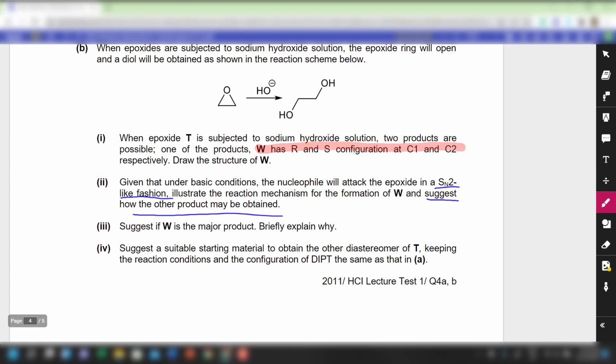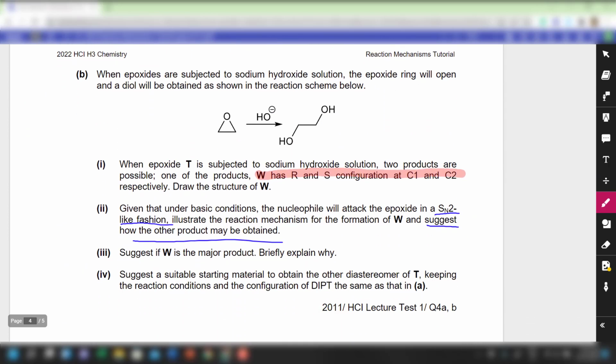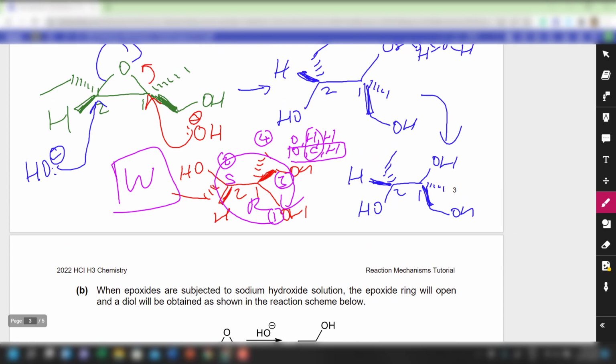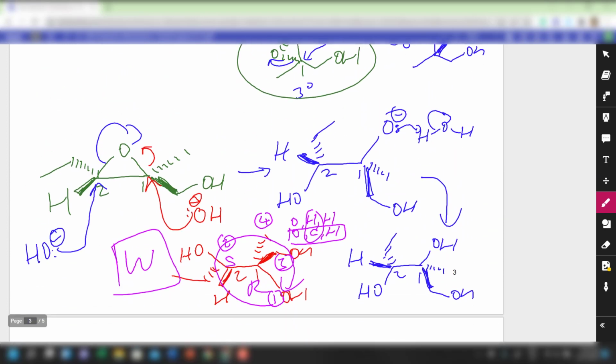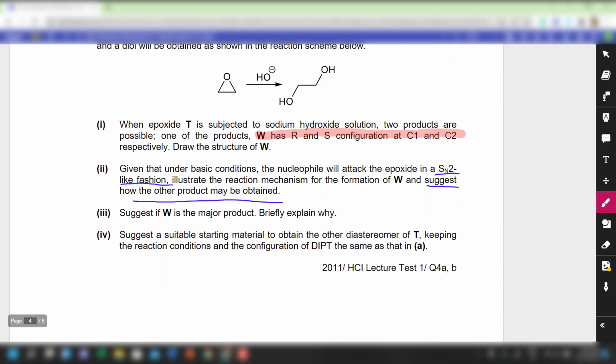We have also answer B part 2 because we have drawn for you the mechanism giving us W in red, and then of course the other stereoisomers in blue. Then B part 3 asks if W is the major product. Briefly explain why. So W is not the major product. As we have seen above, carbon number 1 is the tertiary carbon, carbon number 2 is a secondary carbon. Because of that, carbon number 1 is more sterically hindered as compared to carbon number 2. So in that case, SN2 will not be preferred at carbon number 1. Therefore W is not the major product. Okay, so not the major product.